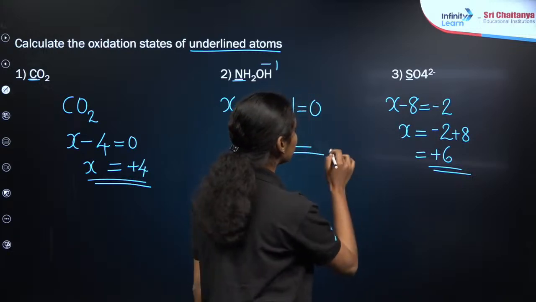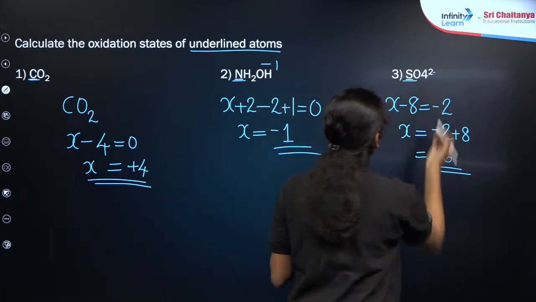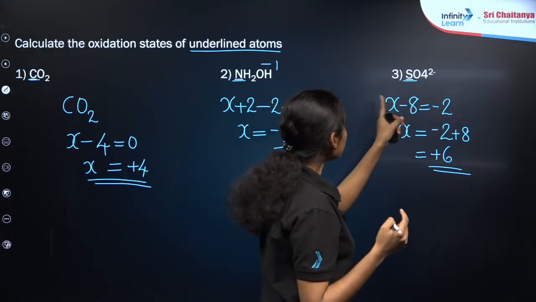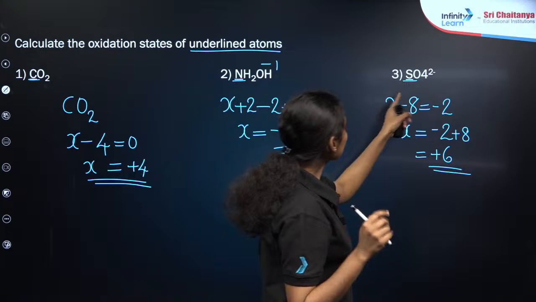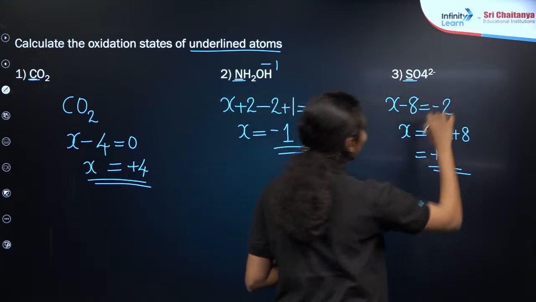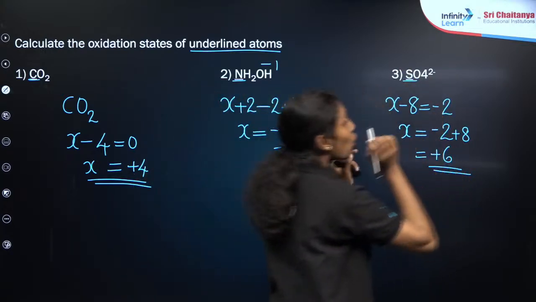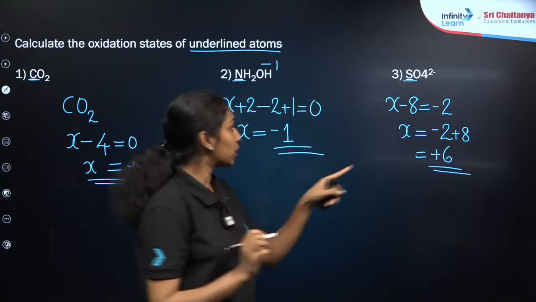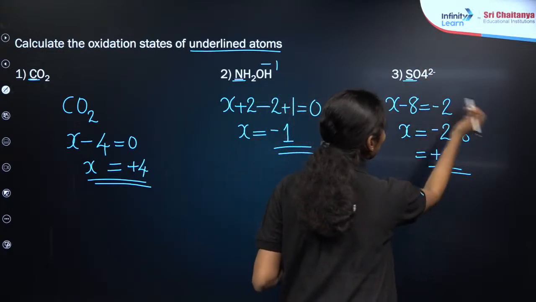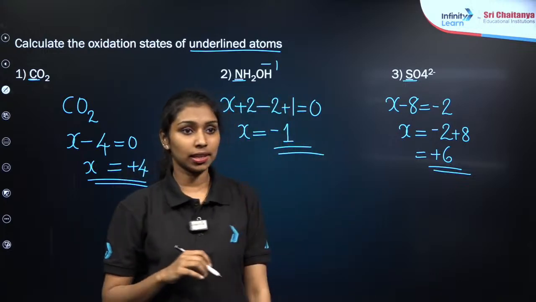Okay, I will explain the third one first. Here, the underlined atom is sulfur, right? So we have to calculate sulfur, and it is taken as x. Then 4 oxygen atoms, it is 4 into minus 2, that is minus 8. I have already discussed that whenever we have a polyatomic ion, the algebraic sum of the oxidation numbers of all the atoms should be equal to the charge on it, right? Which means here x minus 8 is equal to minus 2, or x is equal to minus 2 plus 8, that is equal to plus 6. Clear?